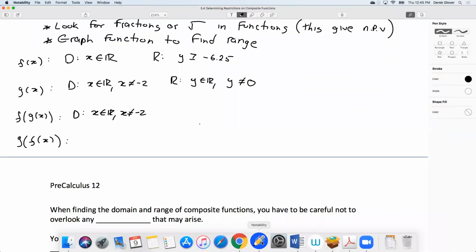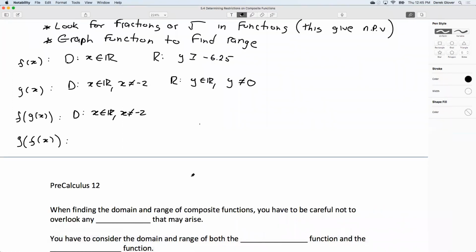So if we go back to our question, y is, let's change this, y is greater than or equal to negative 6.25. And again, this number popped up earlier.